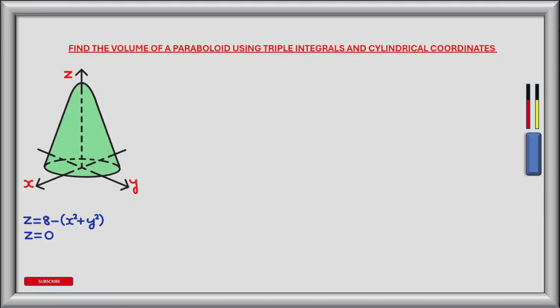Let's use triple integrals and cylindrical coordinates to find the volume of a paraboloid. While a simple formula exists for this specific shape, this example serves as a crucial demonstration of the technique, which is indispensable for finding the volume of more complex solids without the simple predefined formula.